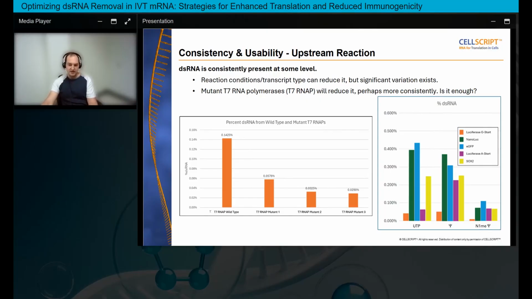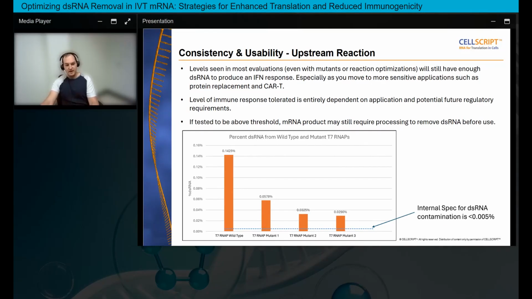And then on the flip side, you have the mutant T7 RNA polymerases in this graph on the left. Now, when you compare it to the wild type, which is the furthest left bar at 0.14% double-stranded RNA, it's really nice to see that you're getting a reduction in some of those other mutants. You're getting probably 60 to 80% reduction. And so overall, that looks and feels like a good result and a very attractive option.